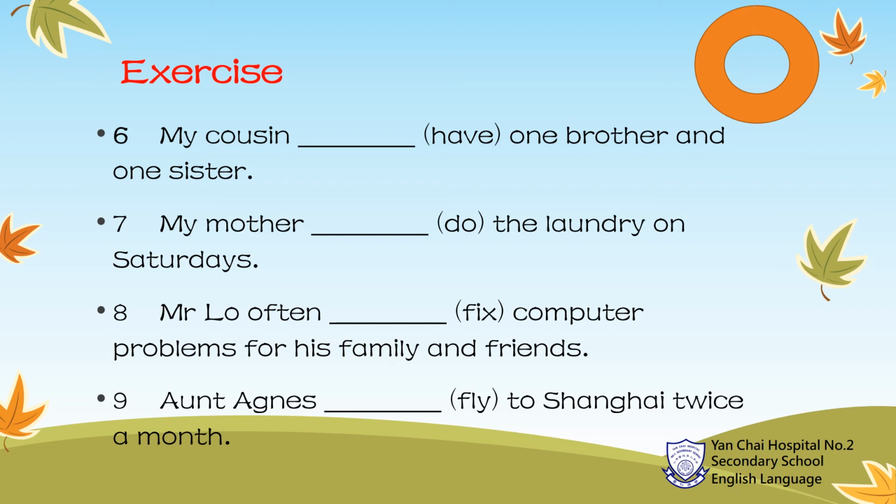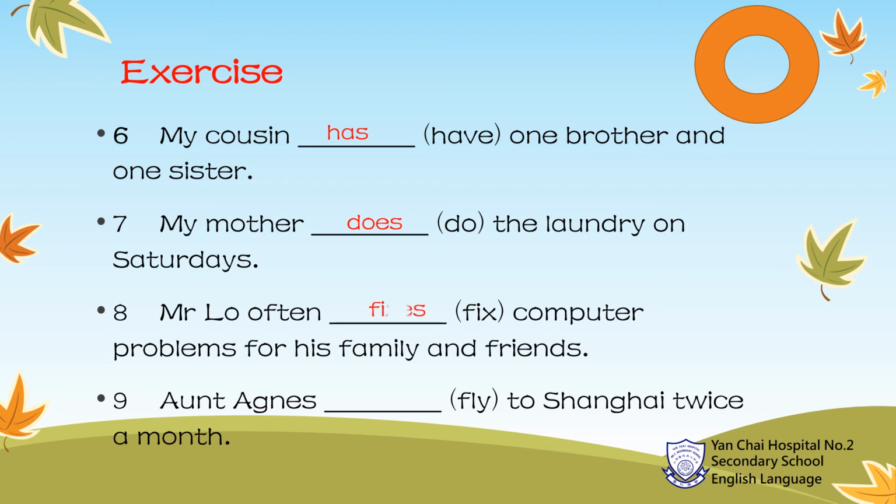So time's up. Let's look at the answers. For number 6, the answer is has, because of the subject my cousin. Number 7, the answer is does, because of the subject my mother. But in this case, we add es because the word do ends with letter o.